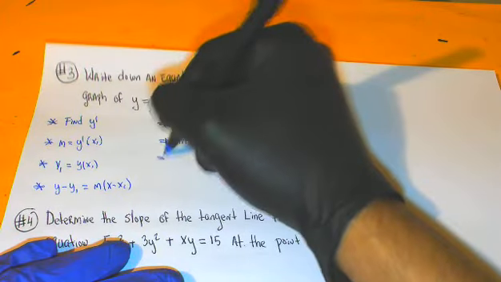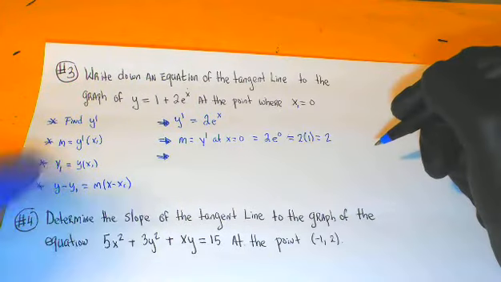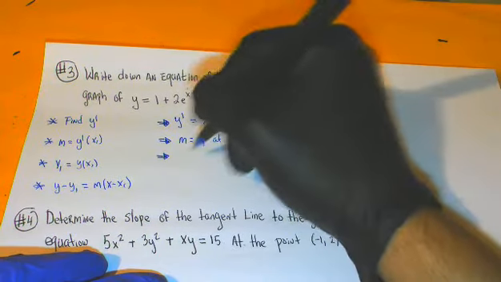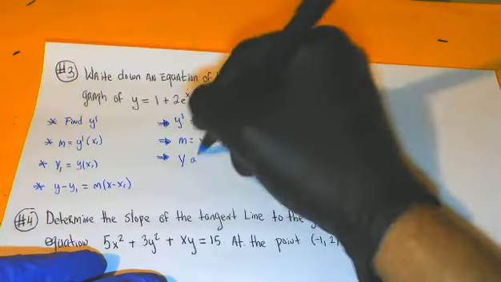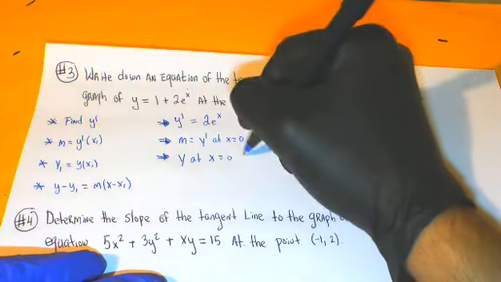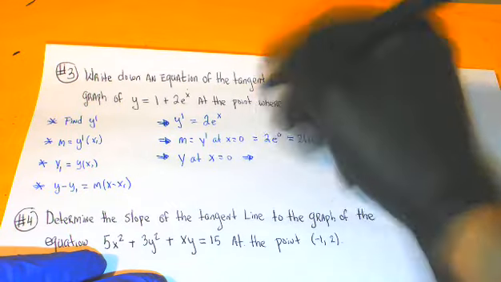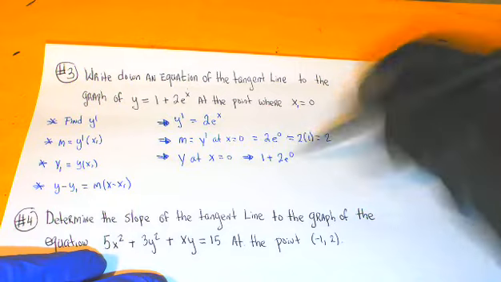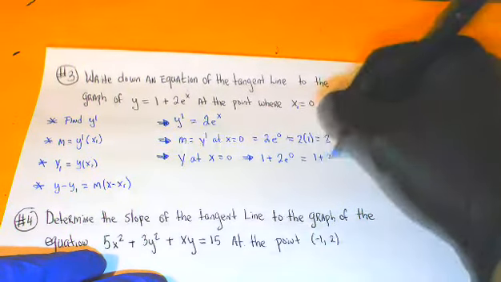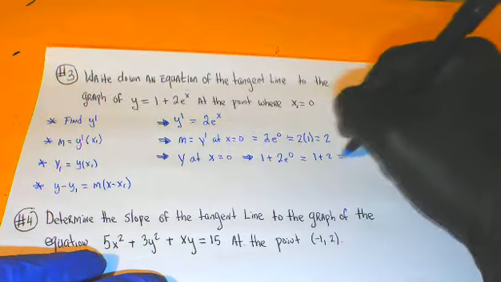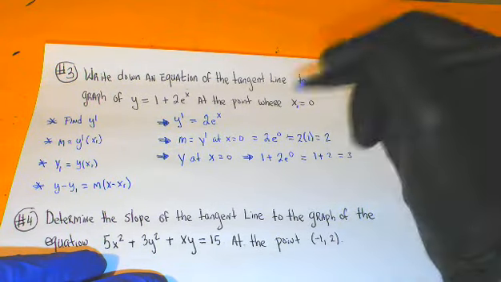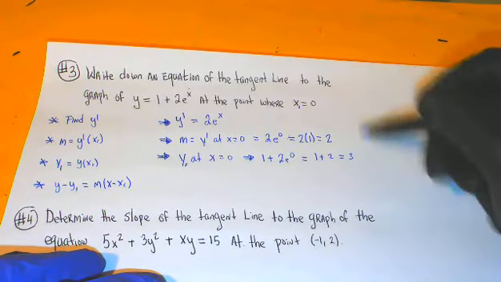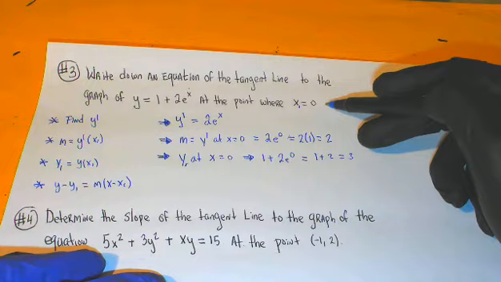Now, you can find the given value of your y coordinate. Just plug in x back into your equation. So what we have is y at x equals 0 is going to be equal to 1 plus 2e to the 0. This will give us 1 plus 2, since 2e to the 0 is 2. And 1 plus 2 is 3. So we have our y coordinate, right? I'm just going to label it as y1. y1 is 3, our slope is 2, our given x value was 0.